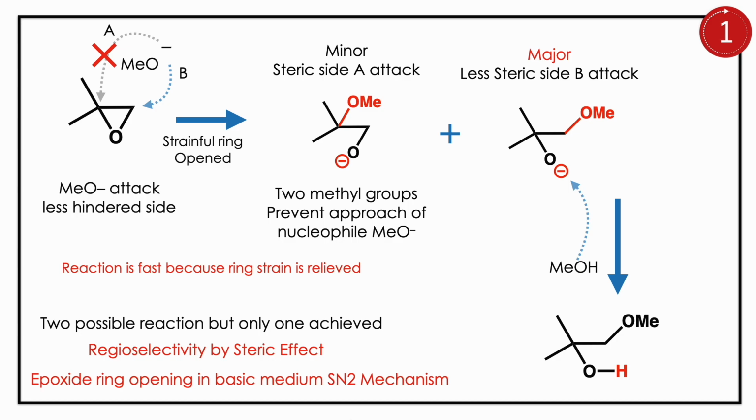So when the B attack happens, you have the ring opening. The ring opening will be faster because ring strain is relieved. So it's a strain assisted reaction. One more fact you should know here is that an SN2 reaction is happening, so it always needs steric preference. That's why the attack happens in the less sterically hindered way. For the final product, the anion is quenched, and you have an alcohol there.